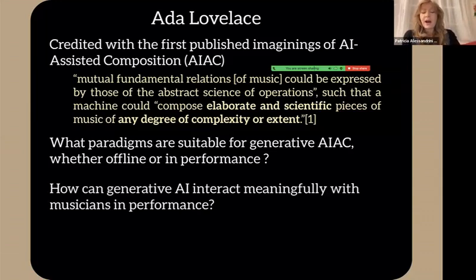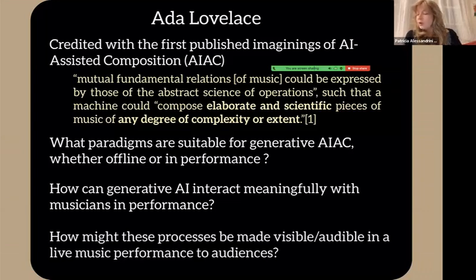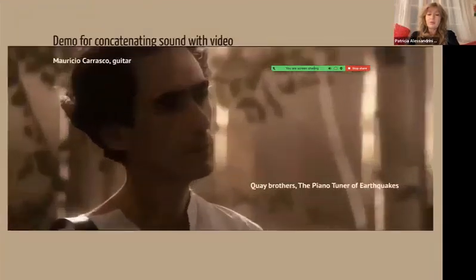How can generative AI interact meaningfully with musicians in performance? So not just offline, but in a real performance situation. Also, how might in a performance these processes be made visible or audible to an audience? So this is something I was thinking is, what could the role of the piano machine be in setting apart what is created by AI and what is being performed by human musicians?